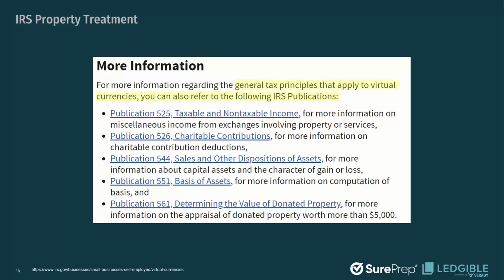And they're also very clear about that on the IRS website, where all of the general tax principles that apply to property also apply to virtual currencies. And so let's dig into a little bit of detail on a couple of those areas.